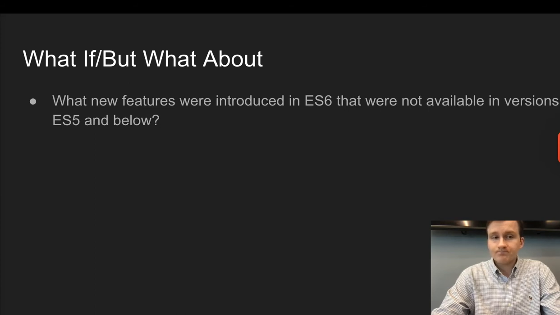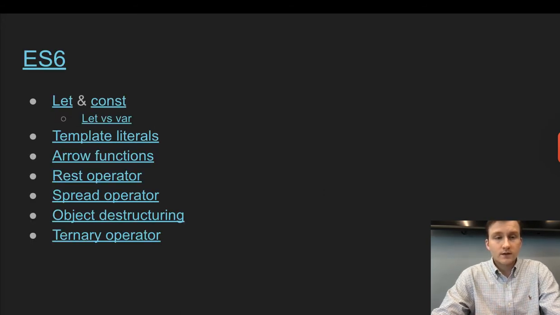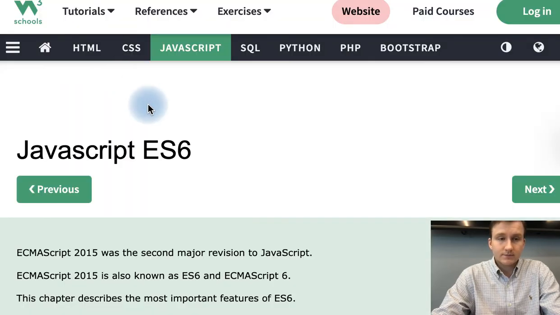What new features were introduced in ES6 that were not available in previous versions, ES5 and below? The keywords let and const, right? These two keywords allow us to set a variable. Let acts very much like var. It's defined within the scope of a block, and then const is read only. Take a look at ES6. So, what is ES6? All right.